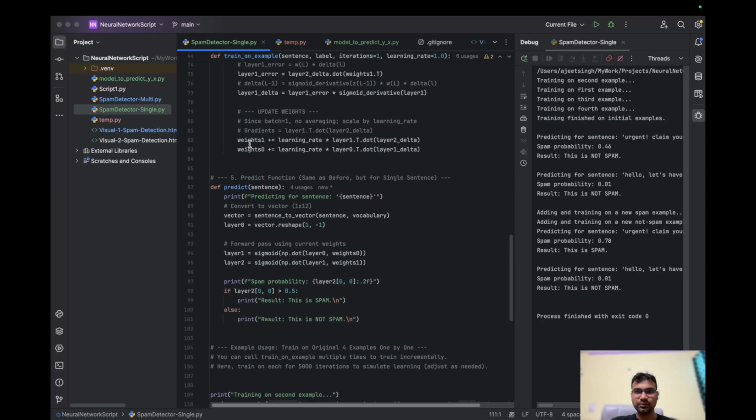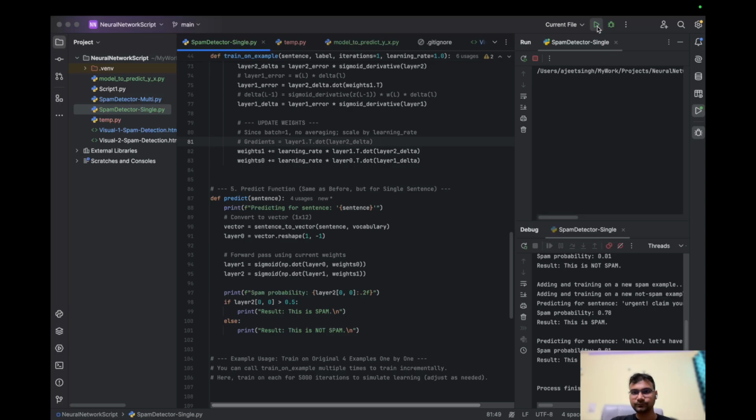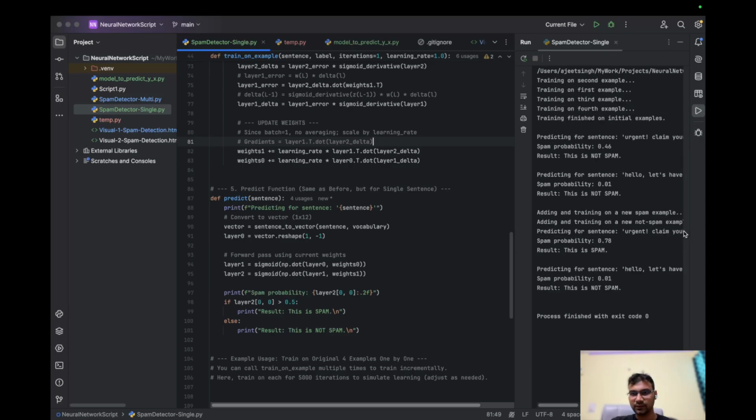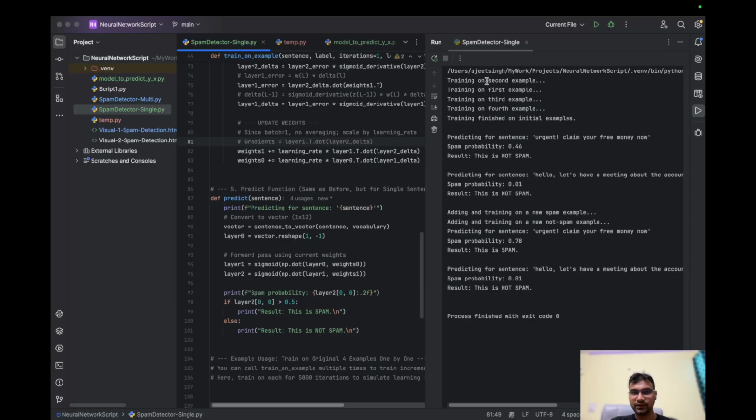So now let's run this program. We have run the training on first, second, third, and the training finished on four examples, right? Now when we feed this example, the model predicts the spam probability as 0.46, which is still not correct, even after training on four examples. For this example it is very accurate, but for this one it is not.